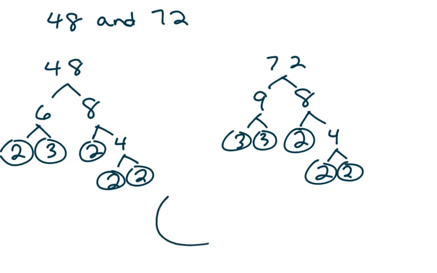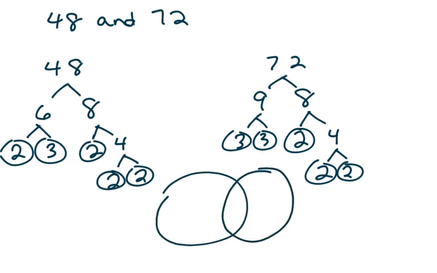And so then what we want to do is set up our Venn diagram. First, we want to figure out what they have in common and put that into the intersection. And so they have a 2 in common. I'll put that in there. They have another 2 in common, so I'll put that in there. They have another 2 in common, so I'll put that in there. And they have a 3 in common, and I'll put that in there. And the 48 has an extra 2, and the 72 has an extra 3.